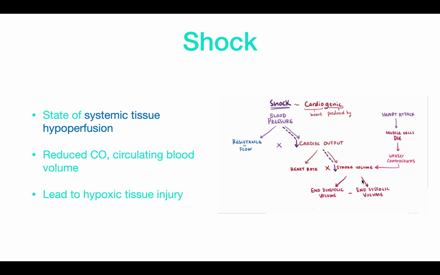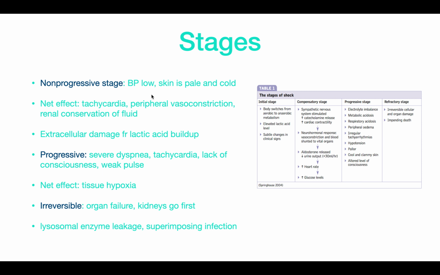tissue injury. We'll get through the types in the next slide, but there's going to be resistance to flow, and cardiac output goes down. It could be due to heart attack, weak contractions, less stroke volume, but all in all, shock means no blood flow. Okay, so let's go to the types.